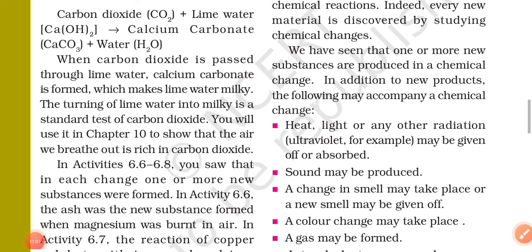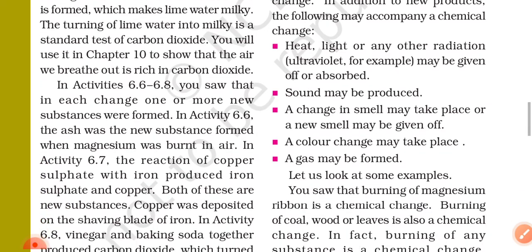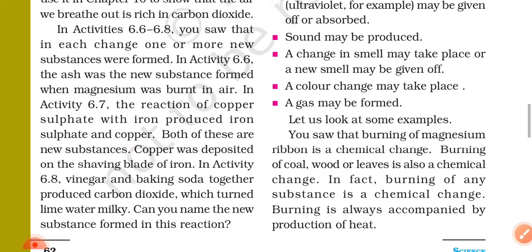When carbon dioxide is passed through the lime water, calcium carbonate is formed, which makes lime water milky. The turning of lime water milky is a standard test of carbon dioxide. You will use it in chapter 10 to show that the air we breathe out is rich in carbon dioxide.